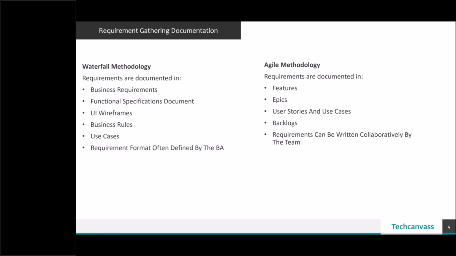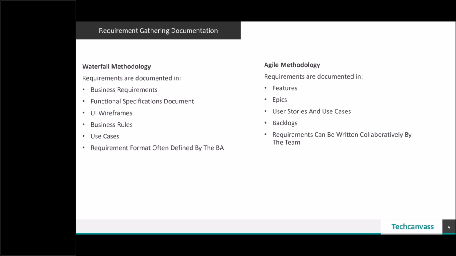And then on the other hand, agile methodology is very, very simple. The requirements can be written collaboratively by the team. If the Scrum Master or the development team want something additional to be added in the backlog, then it's always an acceptable change.